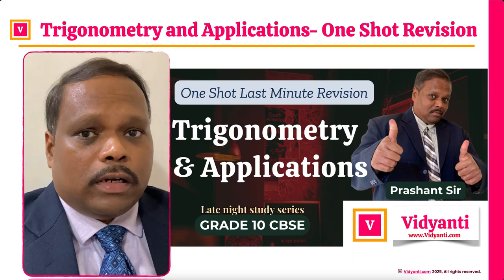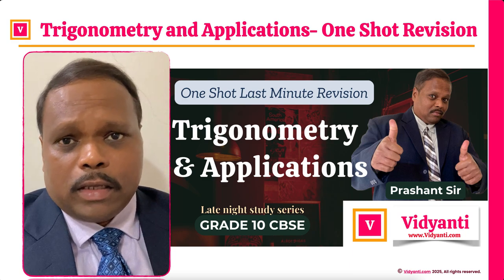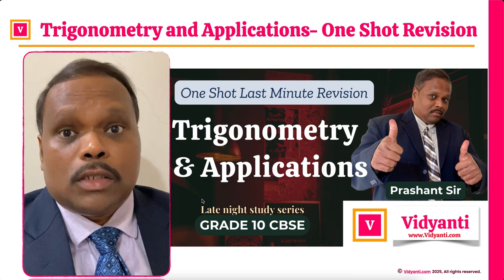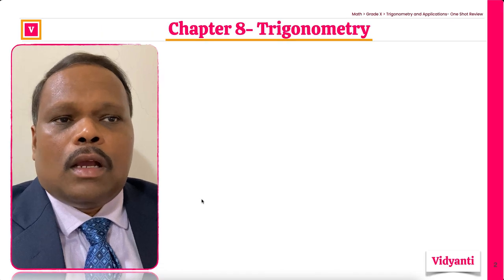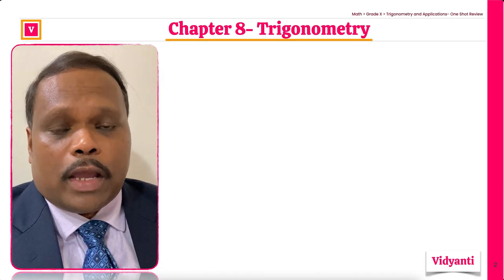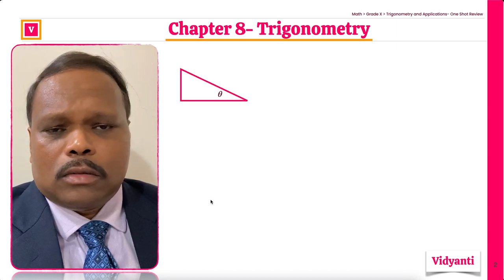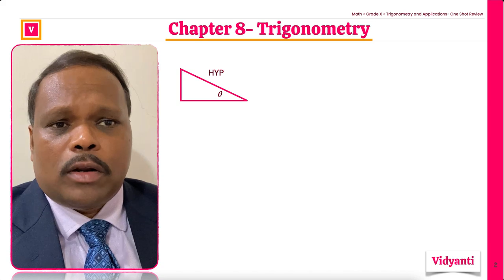Today we are going to see a little bit about the trigonometric basic concepts and some identities, and then we are going to solve some examples. So let's begin. This is chapter 8. Once we complete this, we will go to chapter 9. Both chapters are covered. So let's start the basic understanding of trigonometry.